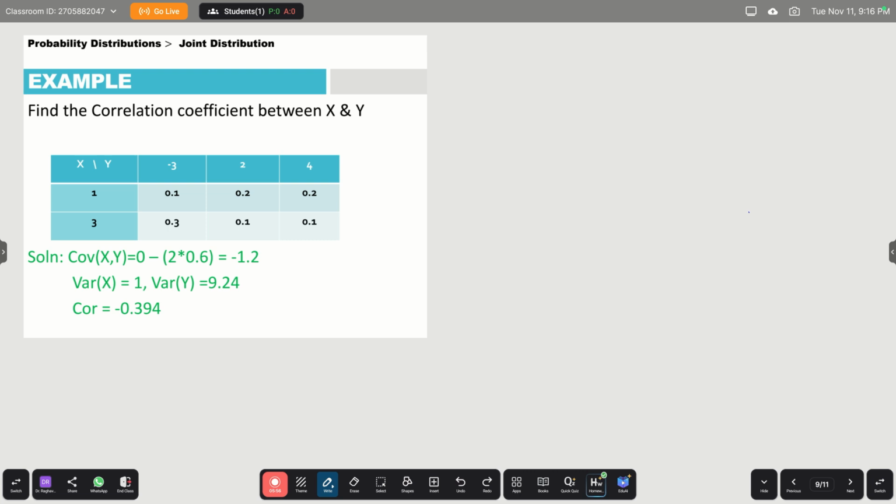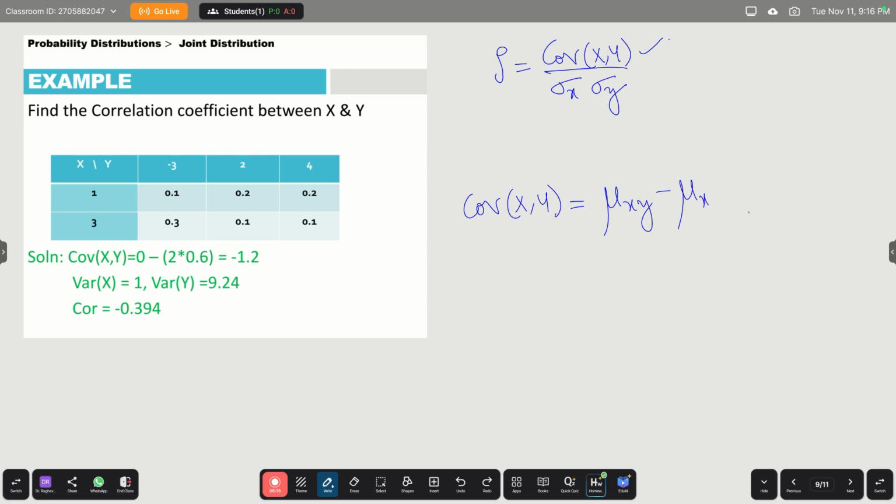So let me write the formula here. Rho is covariance between x and y divided by sigma x and sigma y. So covariance, how to calculate covariance? First let me take this part. Covariance of xy. This is mean of xy minus mean of distribution x and mean of distribution y. So what is this mean?